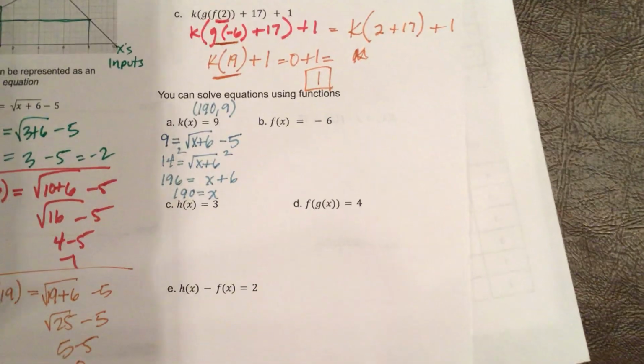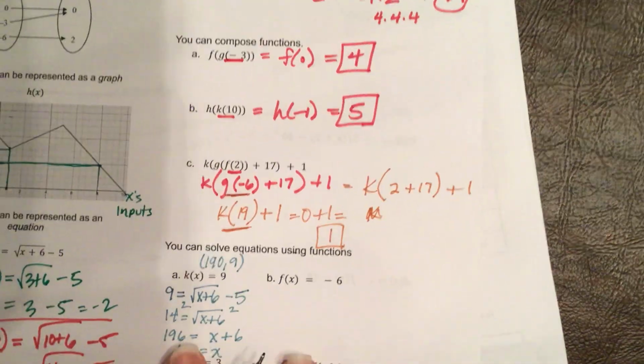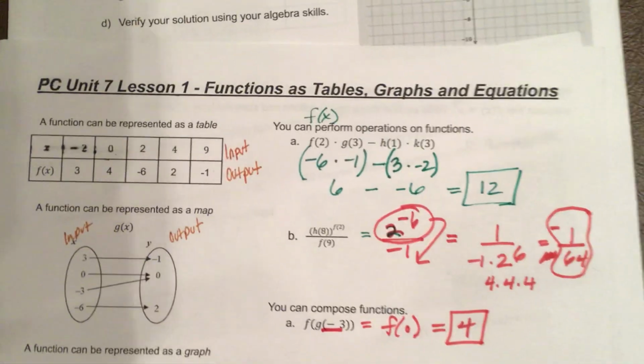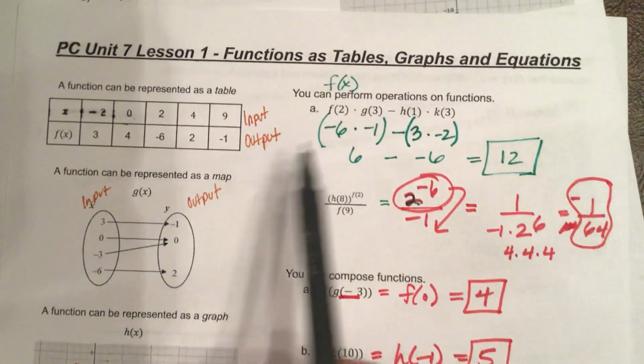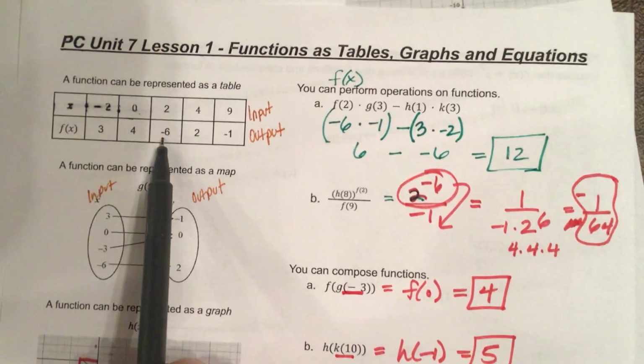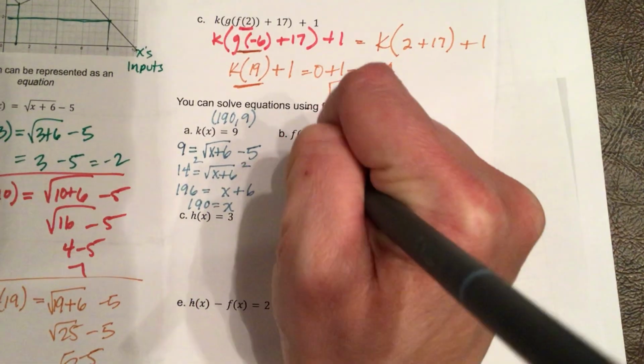Input, output. F of x equals -6. So let's go up to our f of x. This time I'm saying the output is -6. So this is this one. The output is -6. What's my input? Well, that was fairly easy. It's just 2.